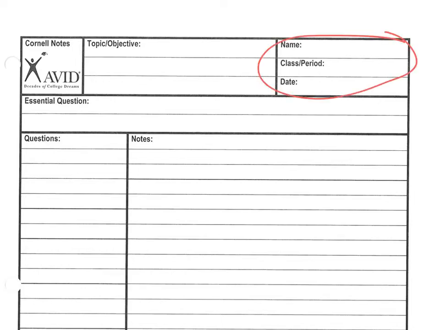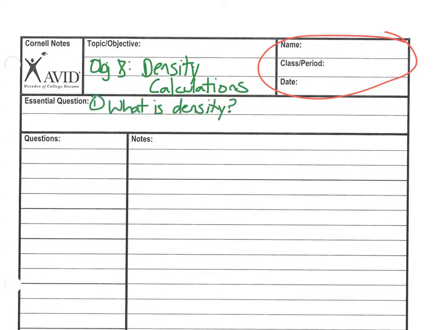Remember that you want to fill out your name, class period, and date, and our objective is density calculations. And we have two essential questions. What is density is the first one. And the second one is, how is it calculated? So the first thing we need to do is talk about what density is. So let's go ahead and do that now.